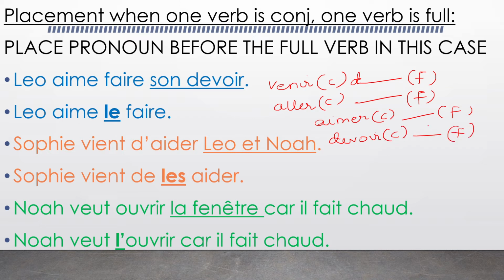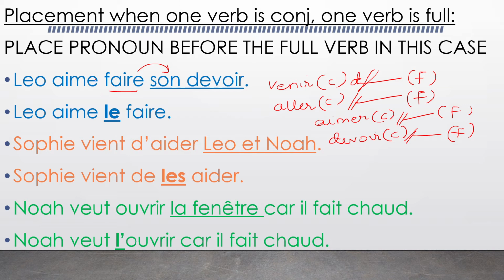So what do you do in such a case? Where do you place the direct object? In such a case, you are placing the direct object before the full verb. Whenever you have one conjugated, one full, the direct object is placed before the full verb. So Leo aime faire son devoir. Now, son devoir here is the object, obviously, because the action of being done, Leo likes to do his homework, is falling onto the homework. So that becomes the object.